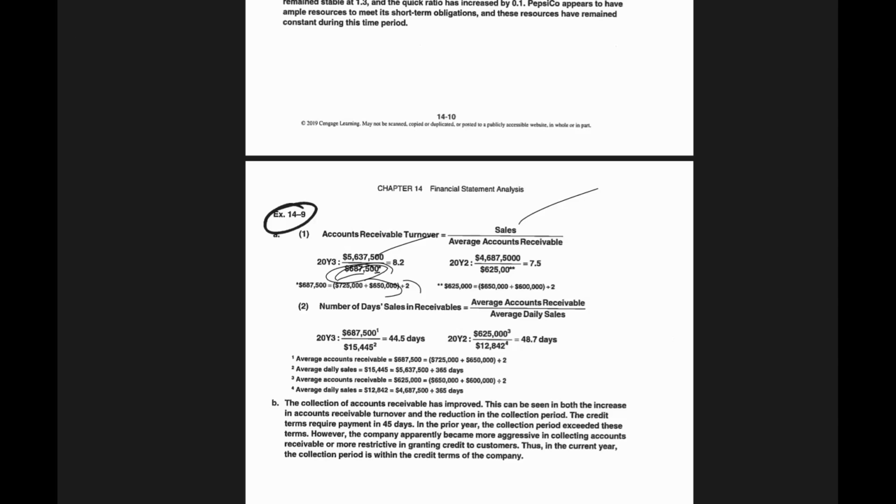8.2, looking at it from last year, it was 7.5. It means we are improving. We are turning our AR faster, more often. Number 11, looking now at inventory turnover.